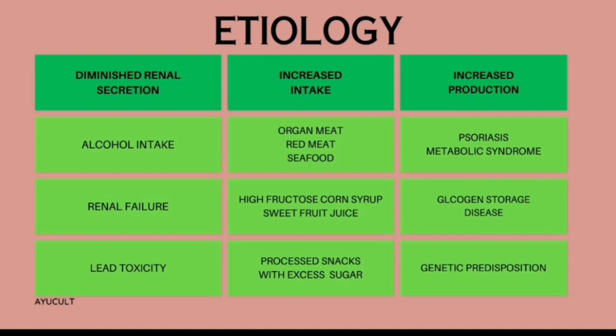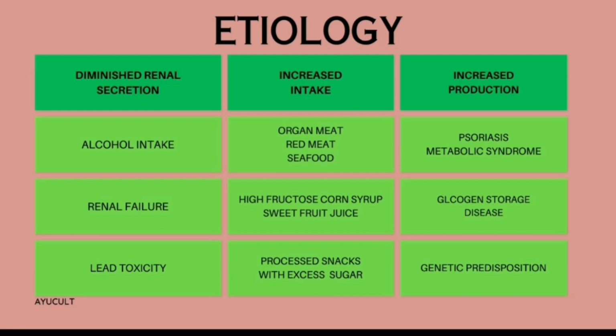Second, factors that are responsible for increased intake of uric acid. These are non-veg food, that is organ meat, red meat, and any kind of seafood. High fructose corn syrup, HFCS, which is usually found in candies, breakfast cereals, and packaged desserts like muffins, yogurts, etc. Excessive intake of sweet fruit juice, and processed snacks with excess sugar, for example, cold drinks.